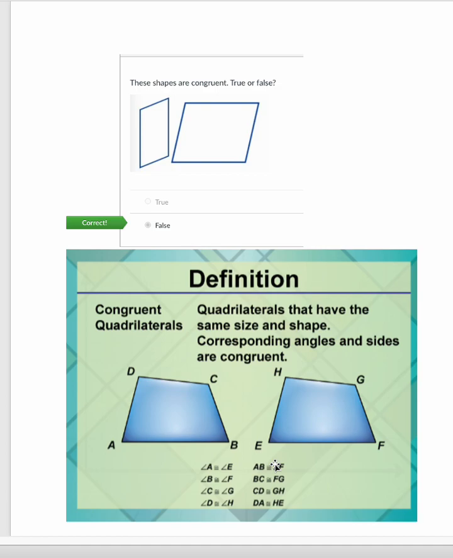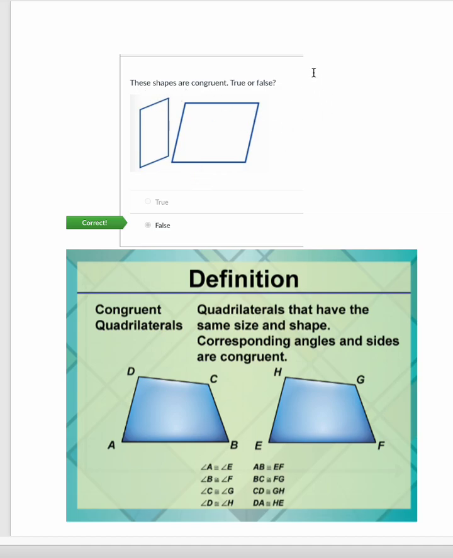Therefore, because they have the same angles and same sides, we can conclude that quadrilateral ABCD is congruent to quadrilateral EFGH. But when you look at this question, they are not saying anything about the angles. They didn't give that information to you, nor did they put any marks on the figure saying that this corresponding side is congruent to this corresponding side. So you don't have that information.